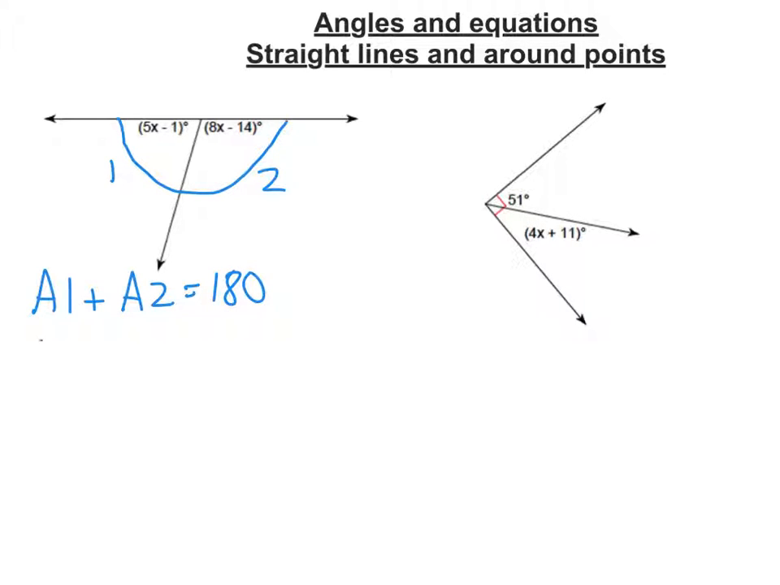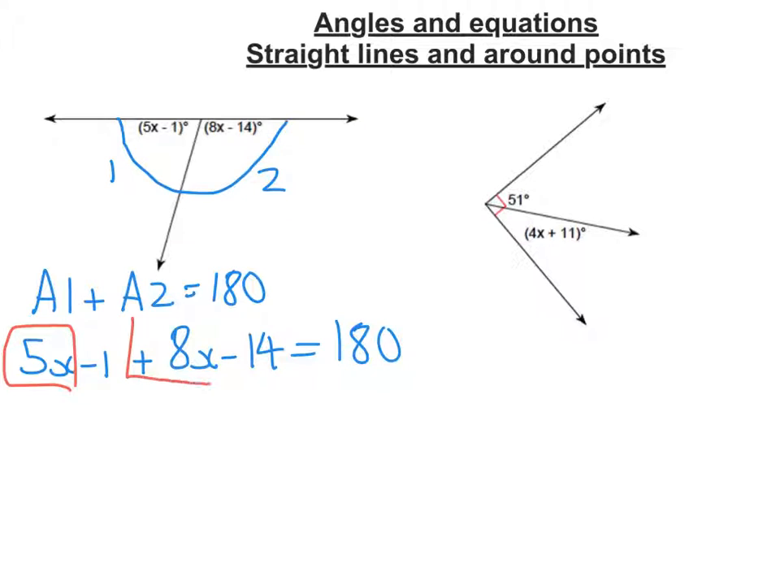Well, angle 1, as it says there, is 5x minus 1. And angle 2 is 8x minus 14. And that's all equal to 180. So we're getting near towards an equation, but the first thing I'm going to do is try and simplify that left-hand side. Well, I've got a 5x here and a plus 8x.